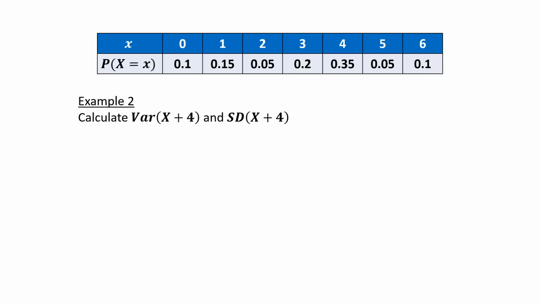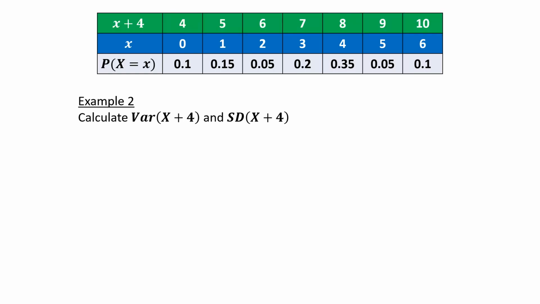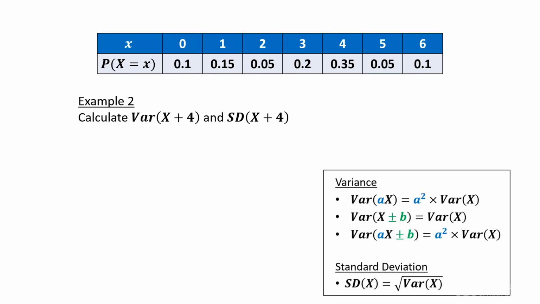All right, let's move on to example 2. Let's calculate the variance of x plus 4 and the standard deviation of x plus 4. So once again, what we're doing is taking all x values and adding 4, and then we're going to calculate the new variance and new standard deviation. Well, again, let's use a trick instead of doing it the long way. And the trick is actually quite simple here.